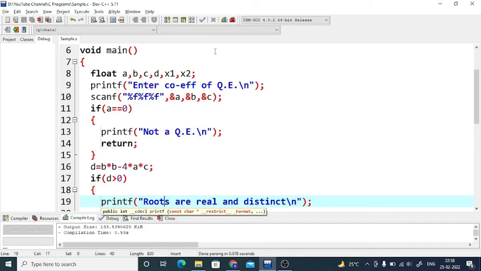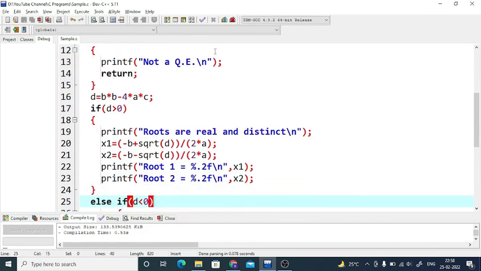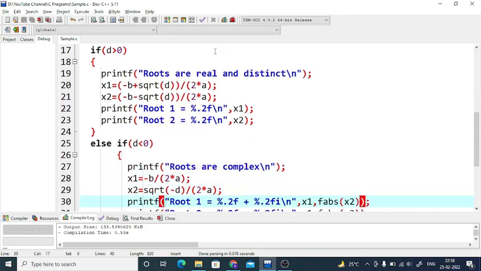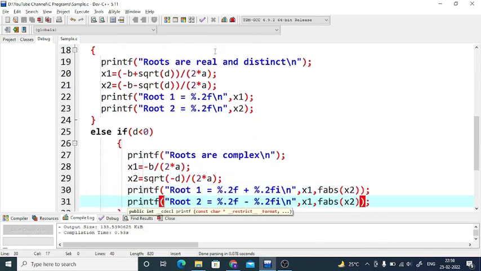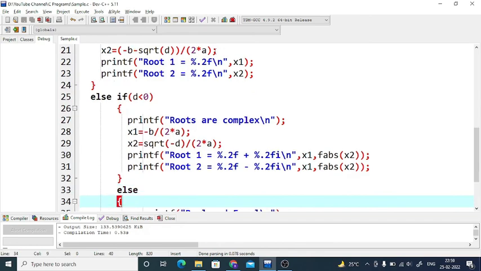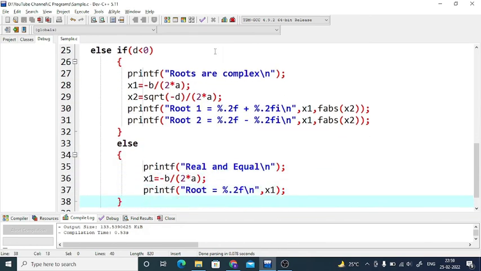If at all I give the value of a as 0, it will immediately come out saying not a quadratic equation. Otherwise, we calculate D. Based on D, we have 3 different types. If D is positive, roots are real and distinct. If it is negative, roots are complex. And if both of them are false, that is, if it is 0, then the roots are real and equal.